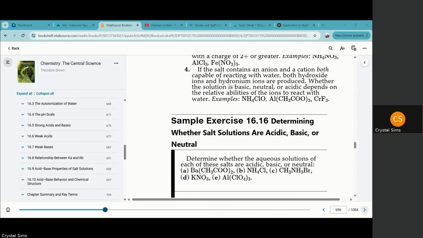And then our final one that we have there, Al(ClO4)3, will contain aluminum ions and the perchlorate ions. Cations such as aluminum that have a charge of 3+ or higher are considered to be acidic. So anything that has a 3+ charge or higher will be acidic. And then the perchlorate ion is the conjugate base of perchloric acid, which is a strong acid, so it's not going to affect the pH. So this solution will be acidic due to the aluminum.